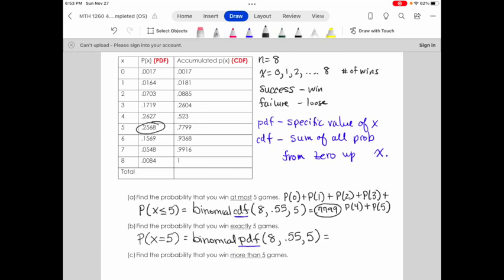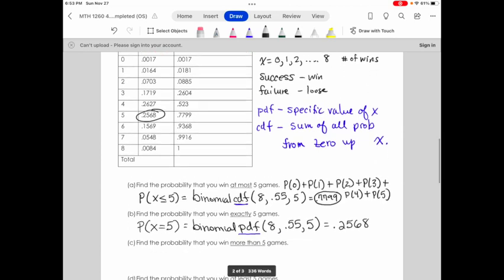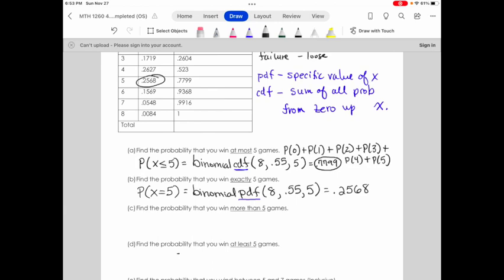Okay, when you put this in on the calculator, you will get 0.2568 when it's rounded to 4 places. Let me go ahead and show you how to do that on the calculator now.